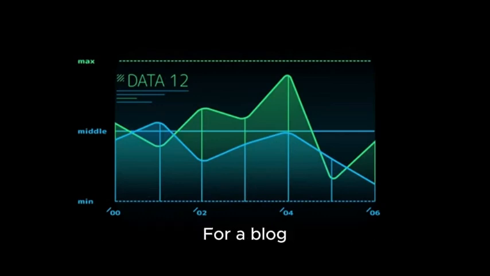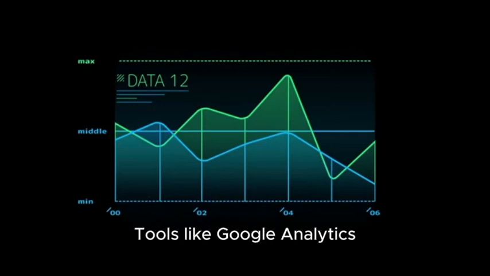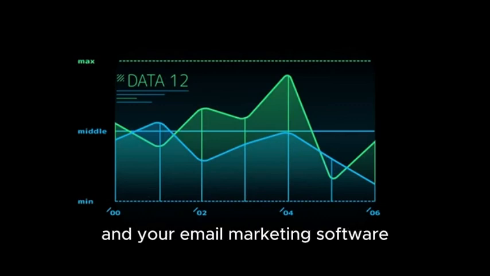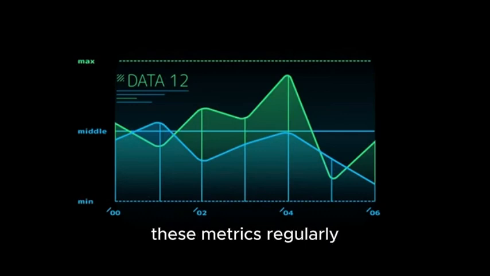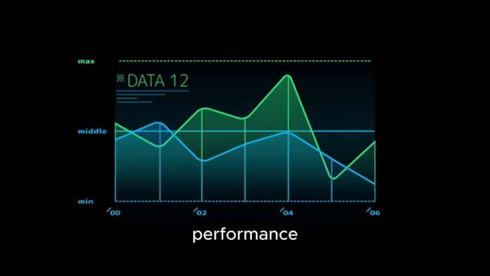For a blog, it might be website traffic and time on page. For an ad campaign, it could be click-through rate and cost per conversion. For social media, it might be engagement rate and follower growth. Tools like Google Analytics, your social media platforms' built-in analytics, and your email marketing software are your best friends here. You should be checking these metrics regularly, daily or weekly, to get a real-time pulse on your project's performance. Data is useless if you don't act on it.